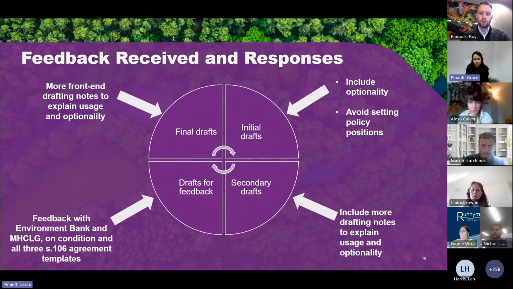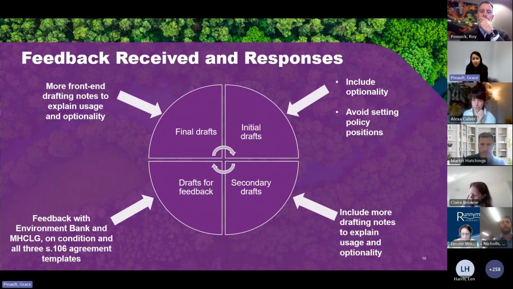MHCLG also had feedback as well. That was across the conditions and all three Section 106 agreements. And we were very grateful to have that feedback. I think it's a complex regime, and having multiple pairs of eyes and different stakeholders involved in the feedback process was very helpful. A lot of that was about including additional optionality, dealing with a wider range of scenarios. And our templates responded to those optionalities without just making it completely confusing for someone reading through the template.